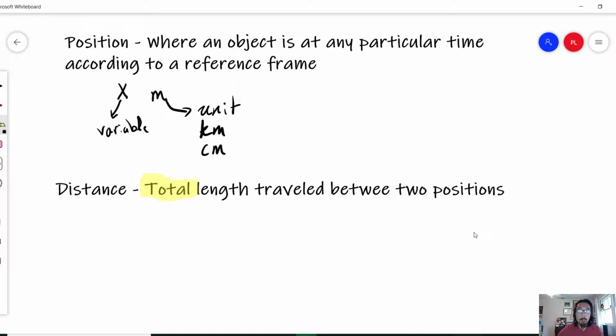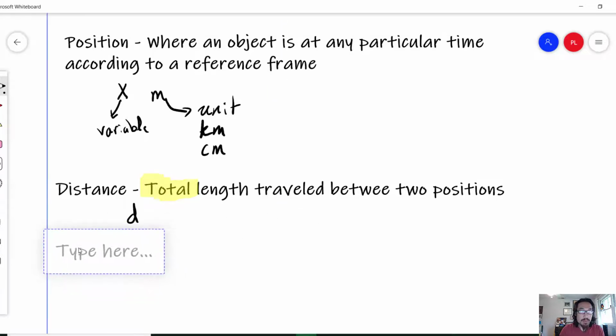All right. Now, much like position, the variable and the units are pretty much the same. However, you might see the variable for distance be the letter D. Kind of makes sense, D for distance. Okay, but I see that change from time to time. So we have that, and last up, the big one, displacement.